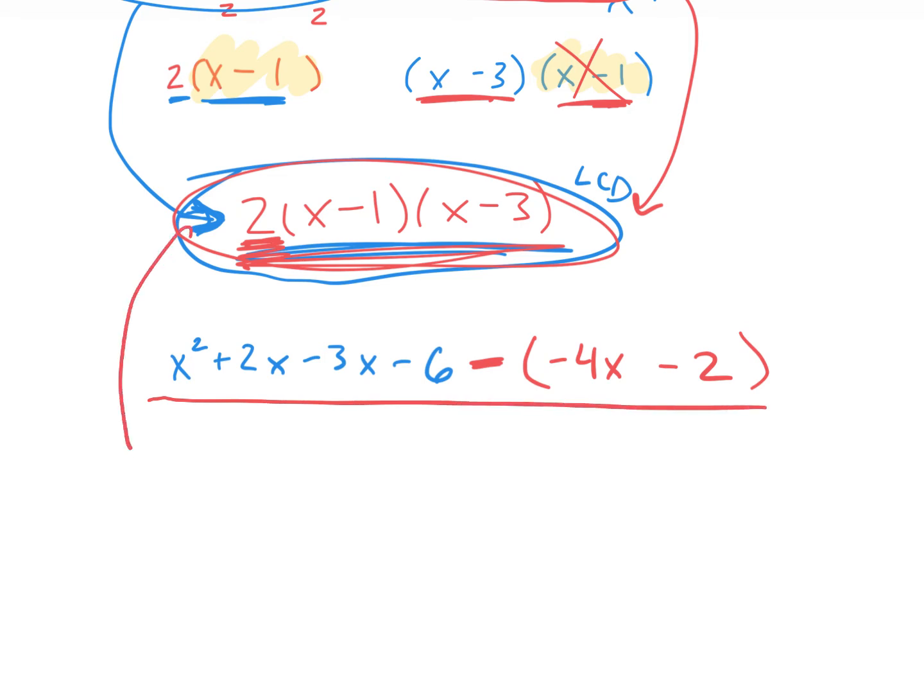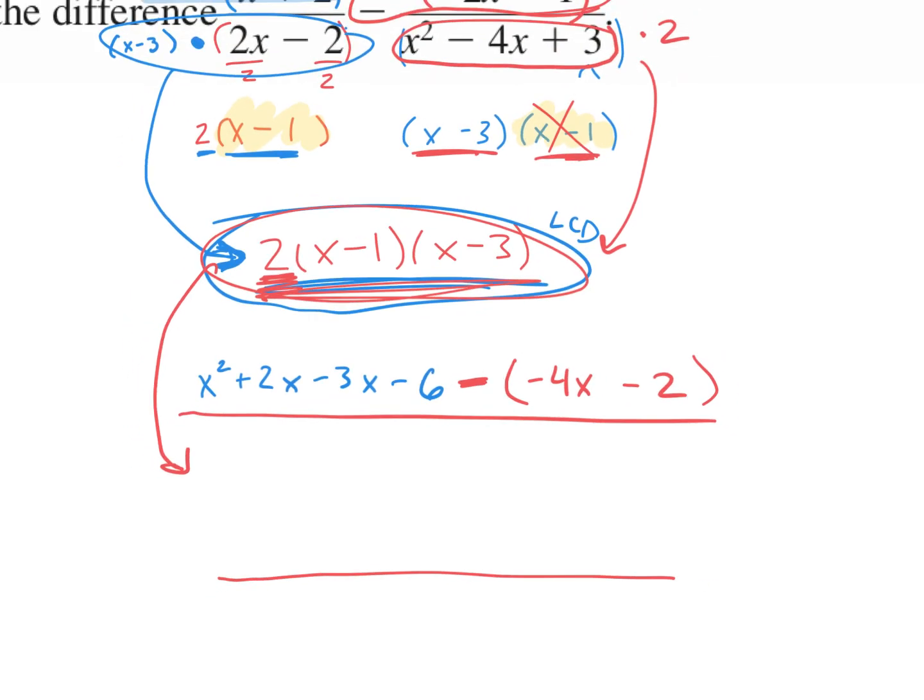Our denominator is just this. So now we just want to simplify our numerator. What should we do first to simplify this? Distribute the negative. So x squared plus 2x minus 3x minus 6 plus 4x plus 2. So I just distributed the negative.